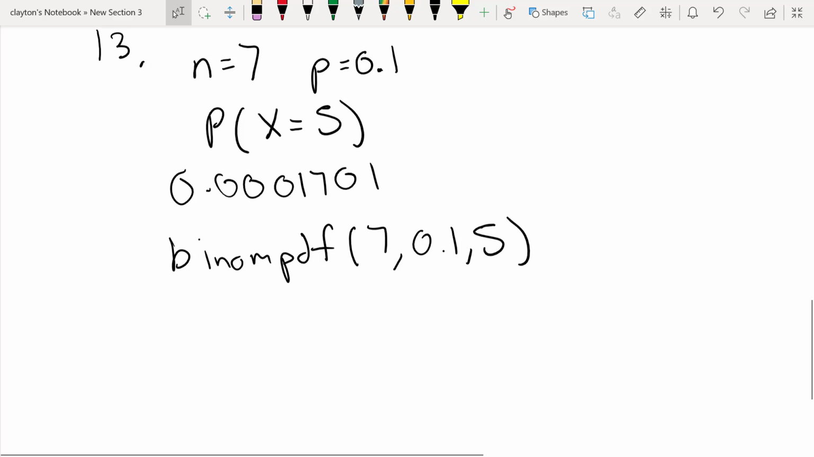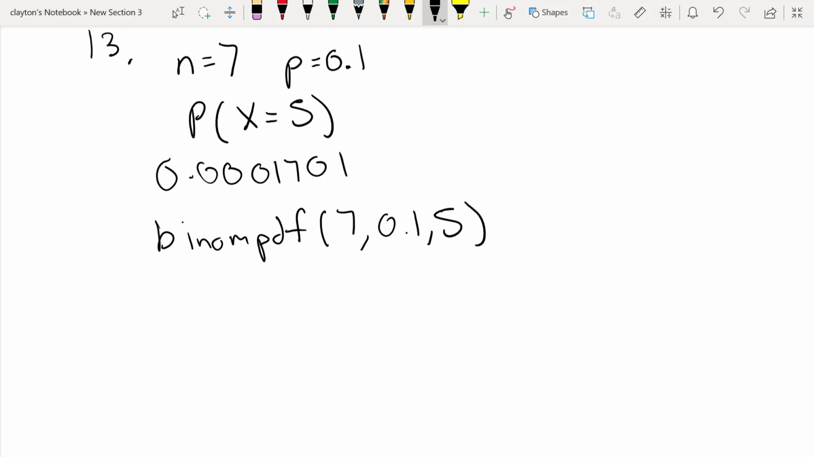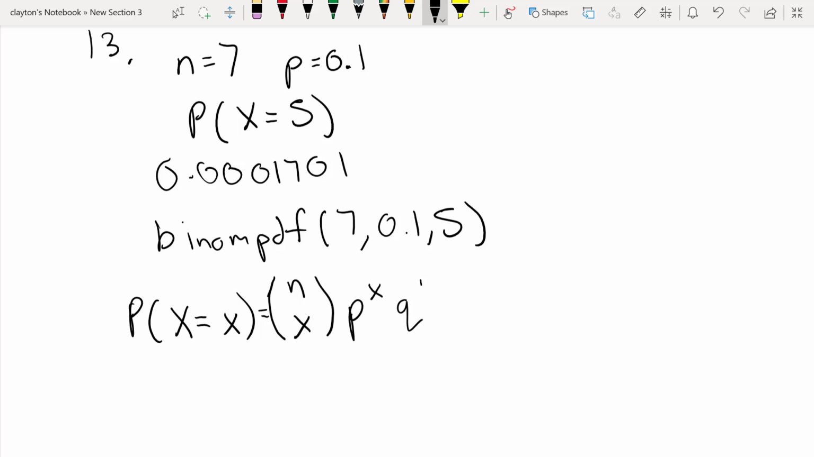It does say to use the formula, so the formula for a probability of a binomial distribution is going to be, I'll leave it as an x, but normally you would see it denoted as a k. It's going to be n choose x, probability of success raised to x, and then the probability of failure raised to n minus x. So in this case, it looks something like this, which would be 7 choose 5, so this is a combination here.